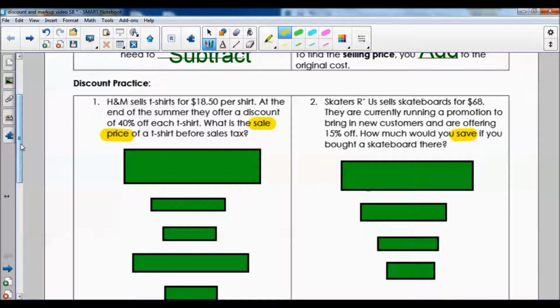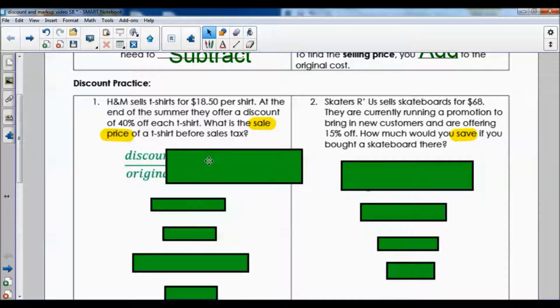Okay, so I highlighted the word sale price because that's a really important thing. It's actually the question that they're asking. The sale price is how much you're actually going to be paying for it. So once you find the discount, you're going to need to subtract at the end, which I'll show you. But so we're going to set up our proportion, and when we set up our proportions, the first thing we always want to do is set up our word ratio. So here is my word ratio.